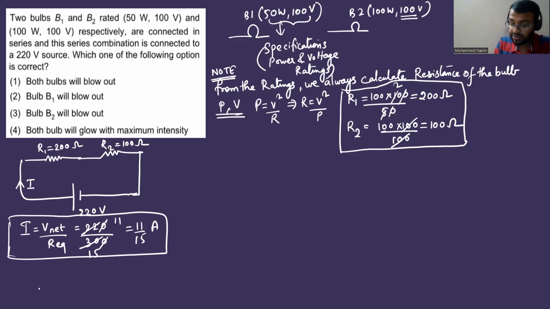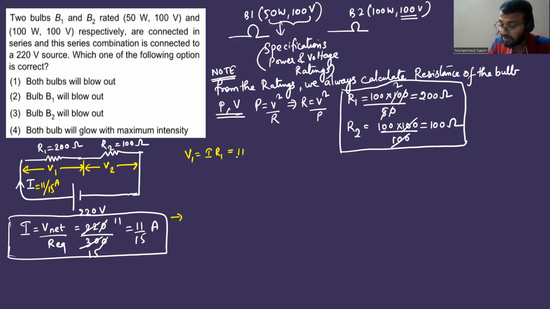Now, after finding out this current, you can calculate how much voltage will be dropped across the first bulb and how much voltage will be dropped across the second bulb. Now compare this voltage with the rating, and then you can come to a conclusion which bulb will work and which bulb will fuse out. So what is the voltage V1? Therefore I'll just solve here. V1 is equal to I into R1.